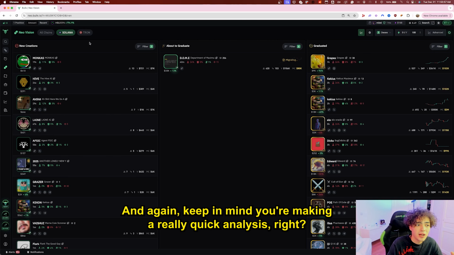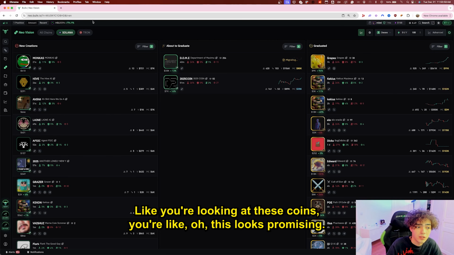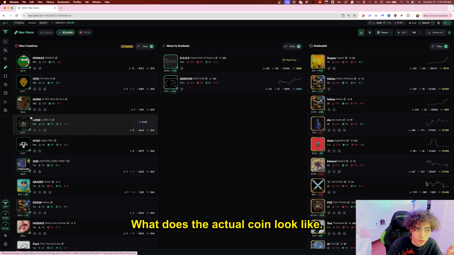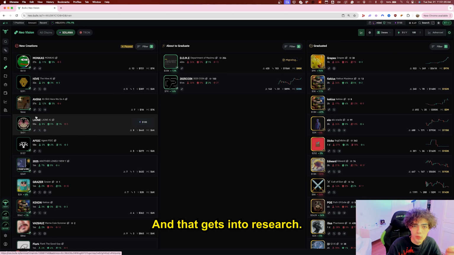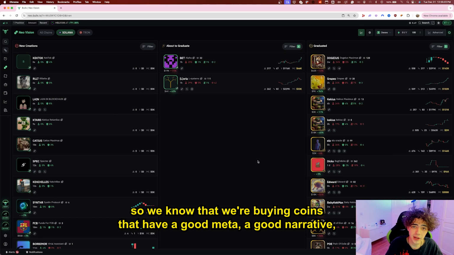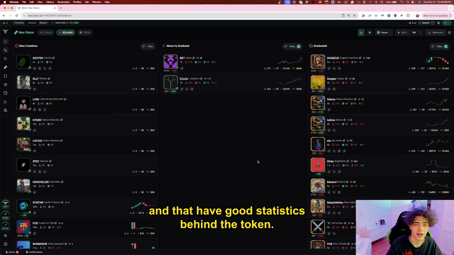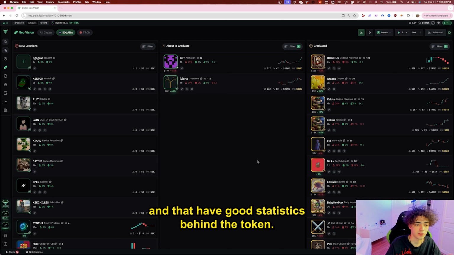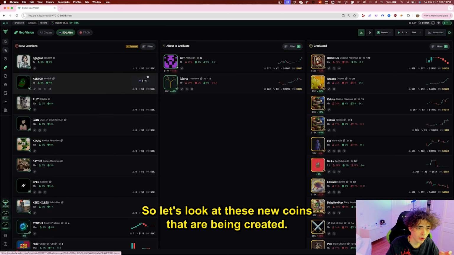And again, keep in mind, you're making really quick analysis, right? You're looking at these coins, and you're like, oh, this looks promising. What does the actual coin look like? And that gets into research. So we know that we're buying coins that have a good meta, a good narrative, and good statistics behind the token. So let's look at these new coins that are being created.